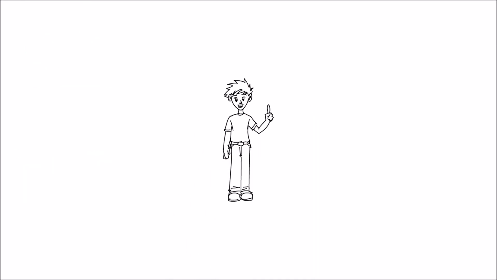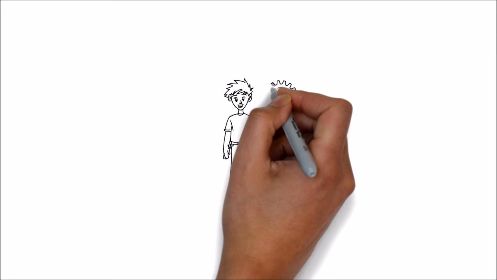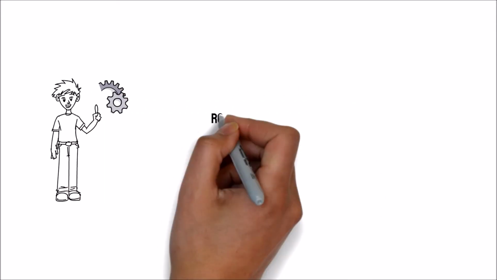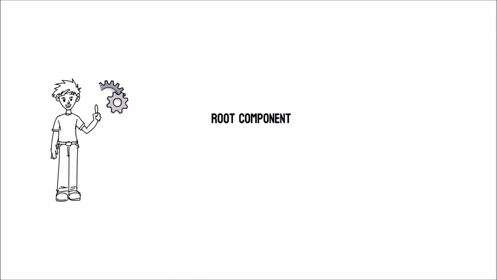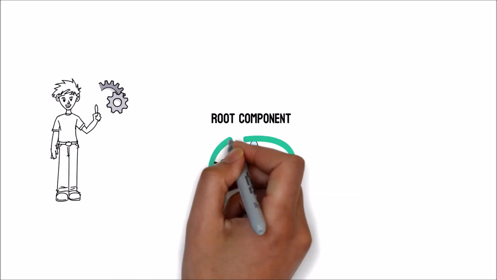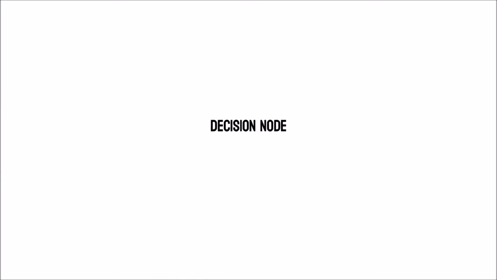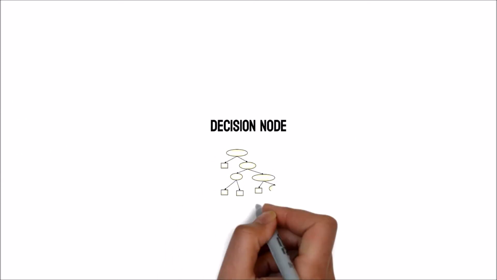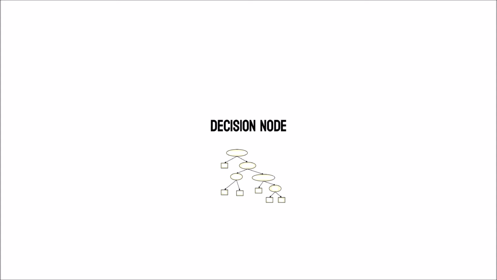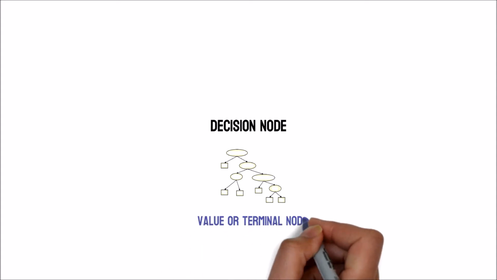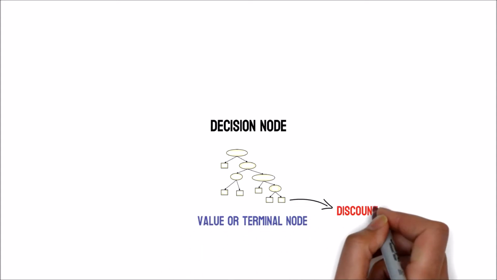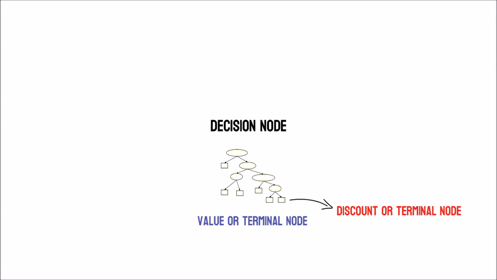Let's go over some of the key phrases and concepts utilized in the decision tree. Root node. A root node compiles the entire sample before dividing it into numerous sets of homogeneous characteristics. Decision node. A decision node is a subnode that splits off into different paths, value or terminal node. A leaf or terminal node is the final node that shows the outcome that cannot be further classified.